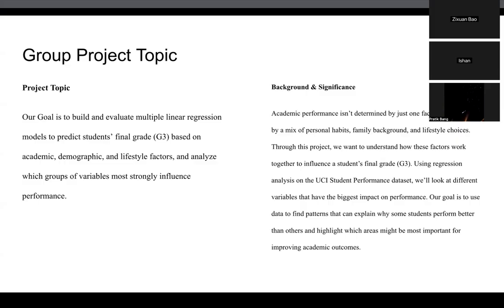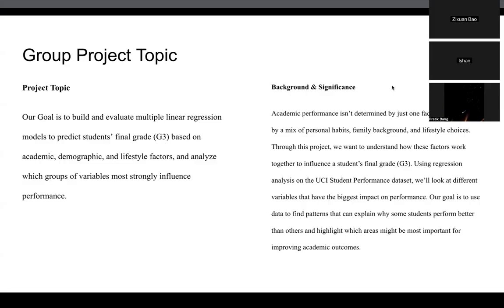And the reason why we chose this topic is that we believe that there are a lot of factors that can influence academic performance. So we want to understand how these factors work together to influence the students' final grades through this project.